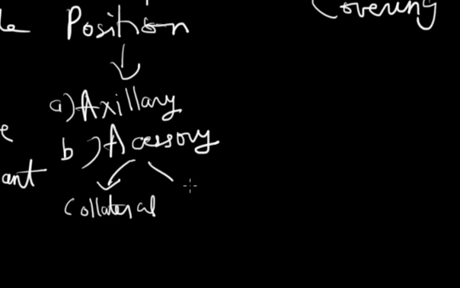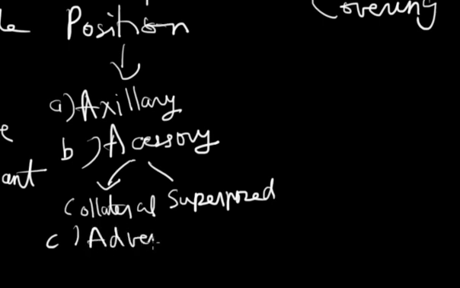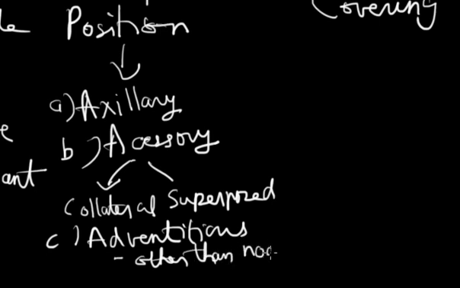And the second case is what is called superposed. Superposed, as the name indicates, is a bud which comes over and above the axillary bud. So it's in a manner overlapping the axillary bud. So these are the two divisions of the accessory case. And the other case which we are looking at is what is called adventitious. And adventitious, the definition is that they are buds developing at places other than the nodes. So buds developing at locations other than the nodes are called adventitious buds.